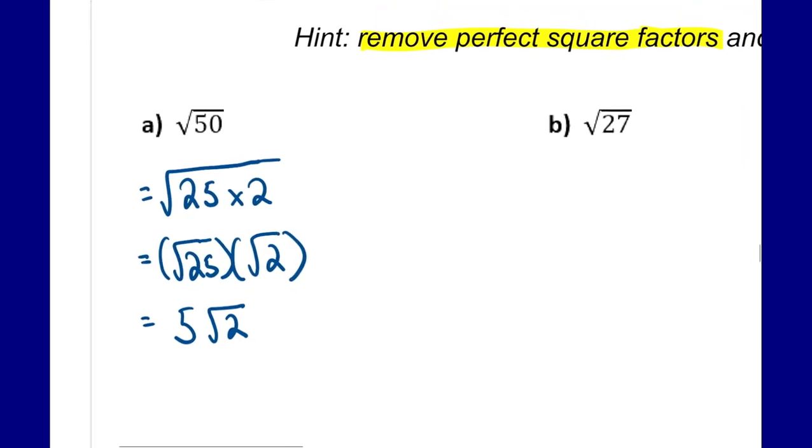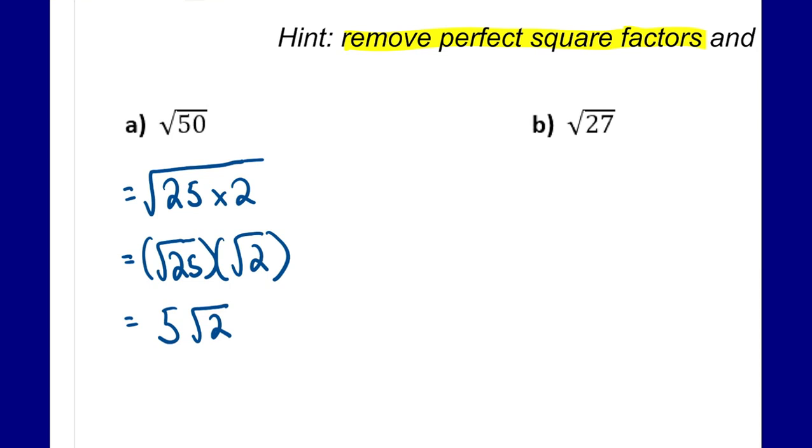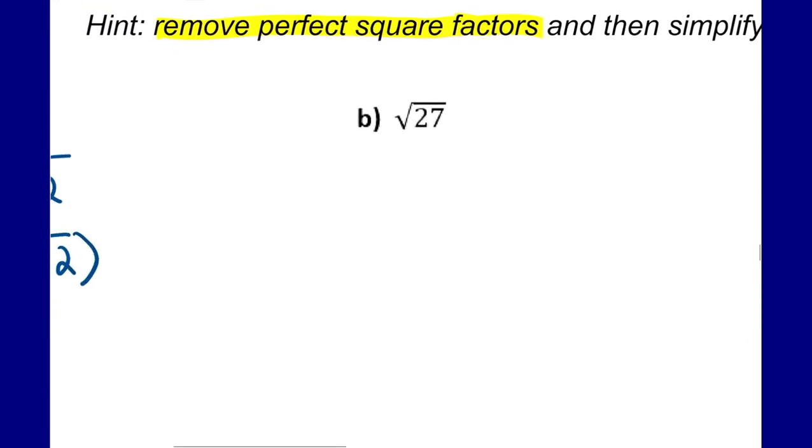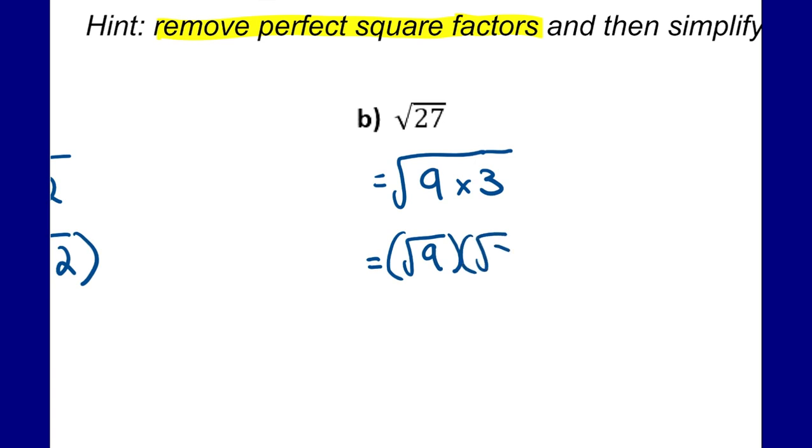I'm going to try to do the same thing for b, where we have root 27. Again, my goal is to break it up into perfect square factors. So I can break up 27 into 9 times 3, 9 being a perfect square, so I can separate it: root 9 times root 3. Root 9 simplifies to 3. Root 3 can't be simplified any further, so I leave it. So root 27 becomes 3 root 3.